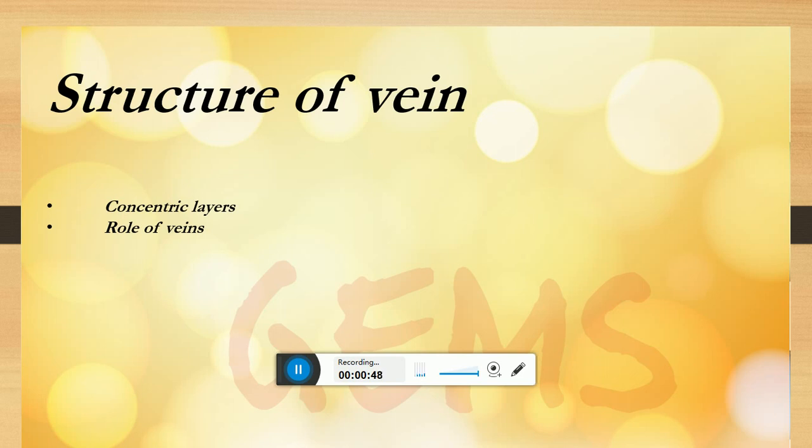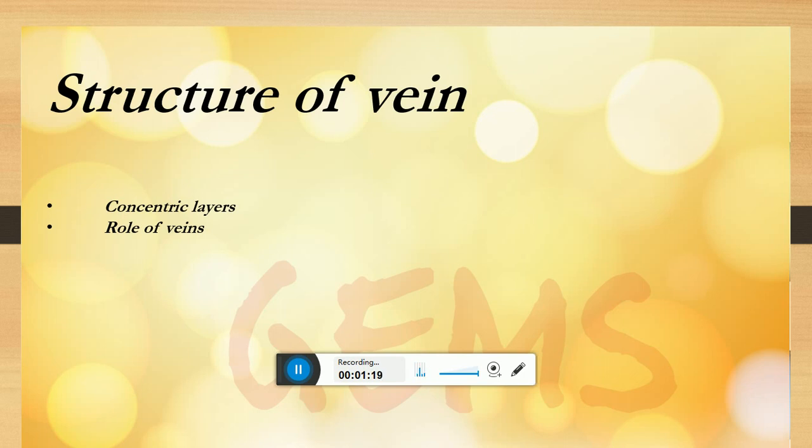I know this is very simple, but we should know something about the physiology too. So, the structure of the vein: veins are thin-walled, compared to arteries, and they have a large lumen. The walls maintain the unidirectional blood flow. These we also know. And then there are three concentric layers known as tunicae: tunica intima, tunica media, and tunica adventitia.